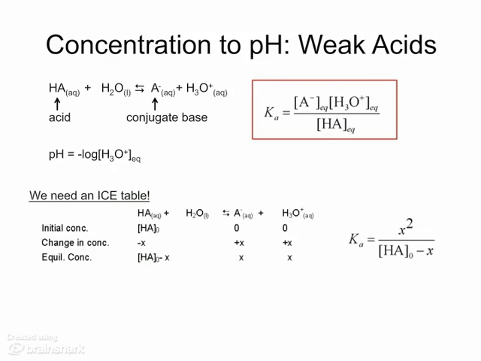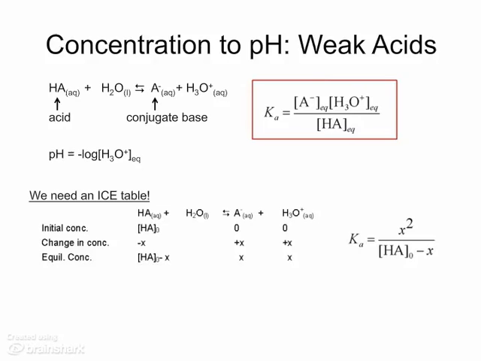Now we need an ice table so that we can calculate the equilibrium concentration of H3O+. So we can write the ice table with initial, change, and equilibrium values, and we can substitute in minus X for the change in HA, plus X and plus X for A- and H3O+. And the equilibrium values are as shown.